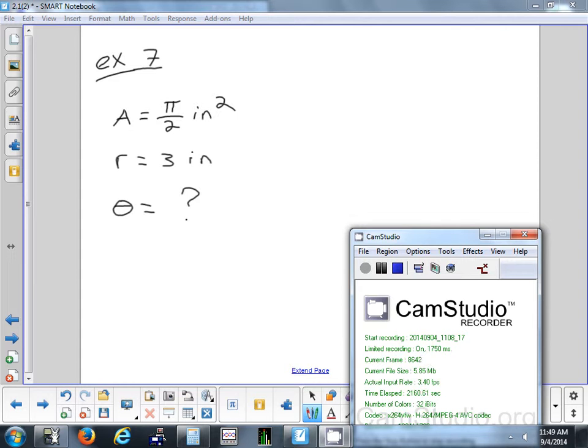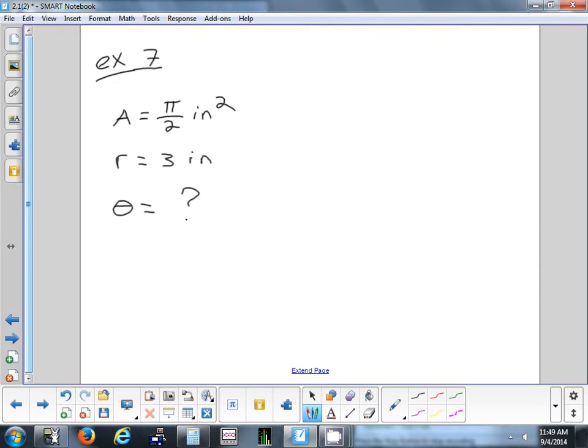All right, so first thing you want to look at is what they're giving you and decide, is this going to be a problem that I need s equals r theta for, or is it A equals 1/2 r squared theta? They're giving me an A, so I know it's the formula that has A in it. Fill in A, pi over 2, 1/2. If you want to do 3 squared all in one step, you can, or just plug it in for now and simplify it later.